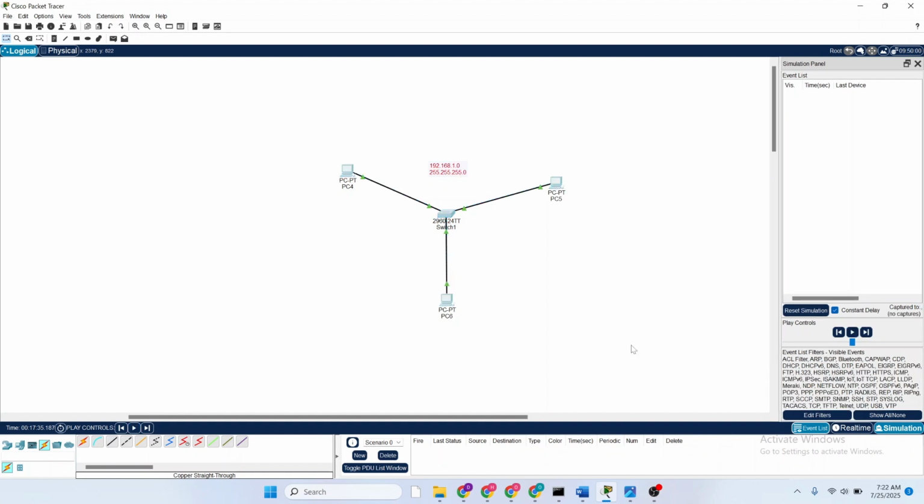And this is the reason why you should never use hubs in your network. You should only use switches to connect your PCs in your network. In our next video, we'll be building a more complex network that spans multiple switches. And I'll show you how to link those switches together to create one large network.